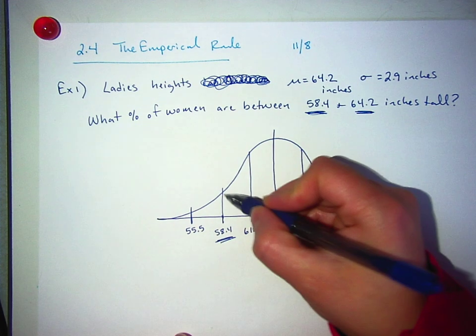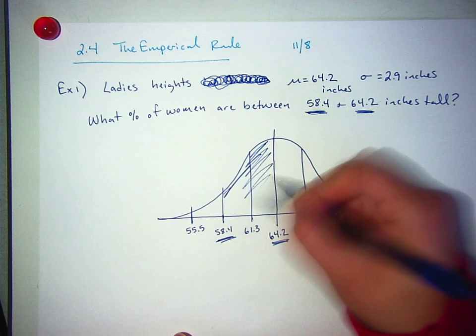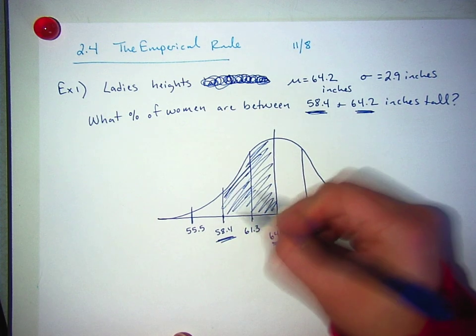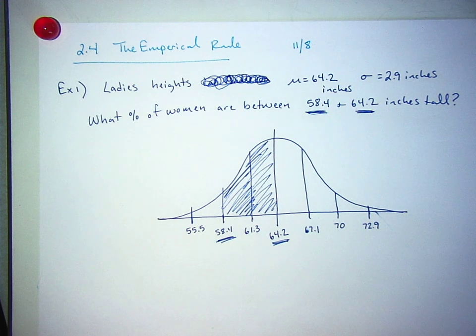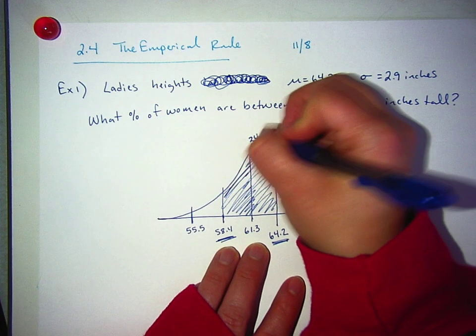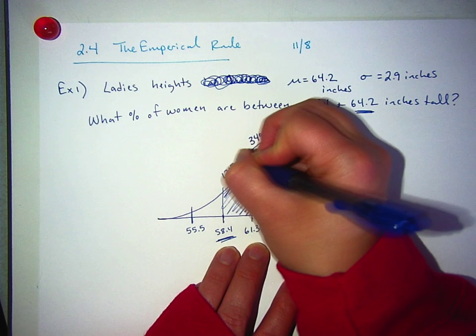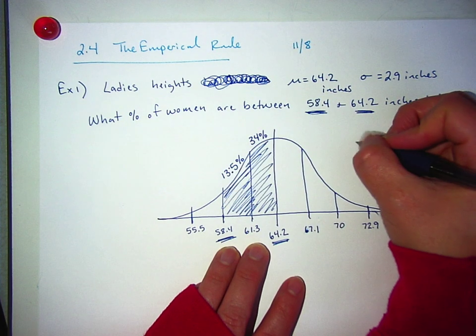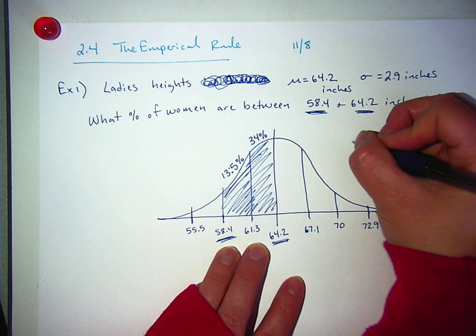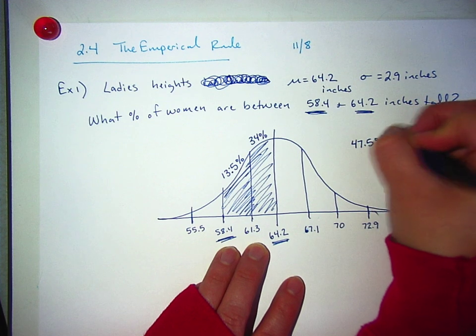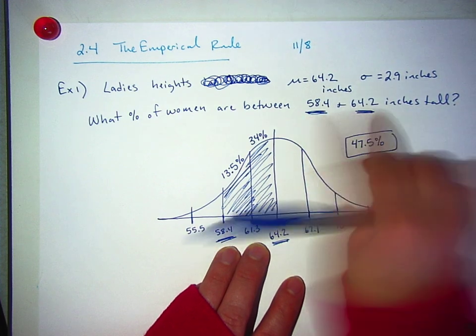So it looks like we're talking about this group. We're talking about between here and here. So what percents are in there? Anybody remember, or just flip it over? 34% here. And 13.5 here. So this would be what? 47.5% of women are between this and this.